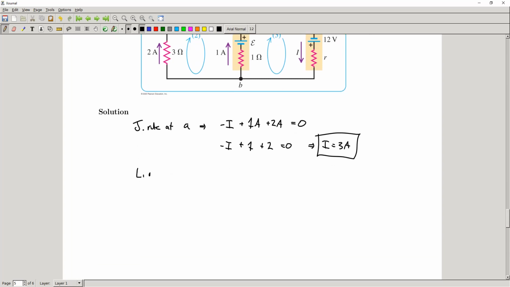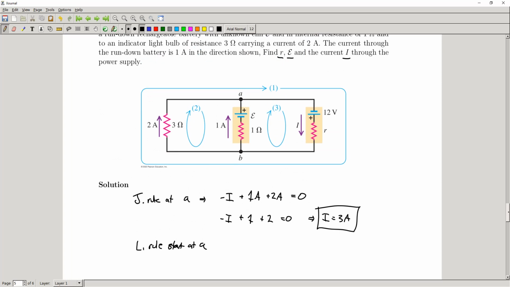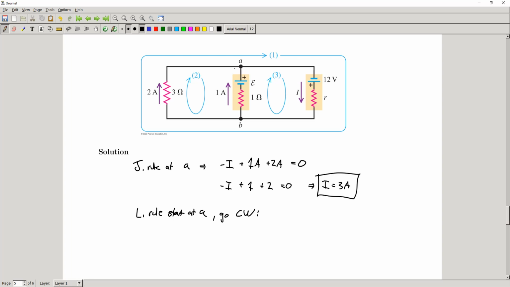We're going to say loop rule, start at A. We're going to go clockwise, right? Okay, so if we apply this rule now, we start off at A. Let's just start adding things up. So we're going to go along this from A down across our EMF. We're going from negative to positive, so we're going uphill here, which means we pick up a positive 12 volts. So we get plus 12 volts.